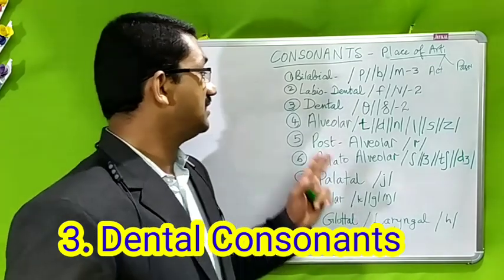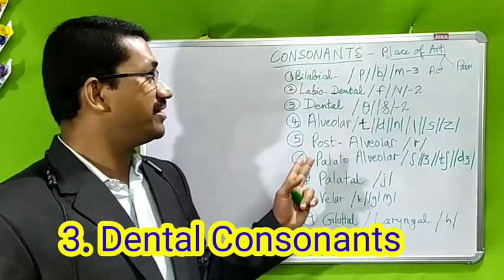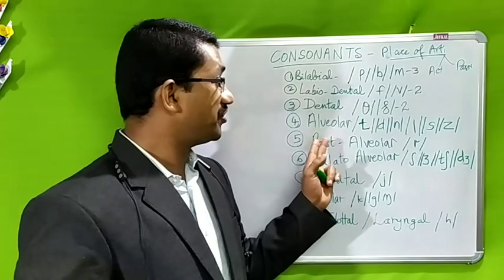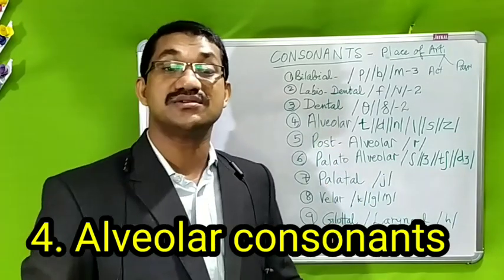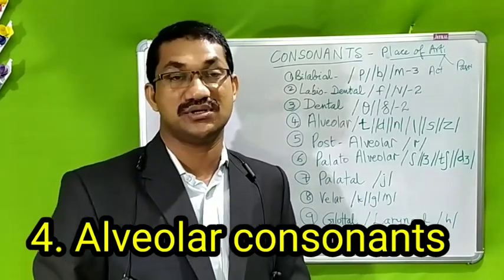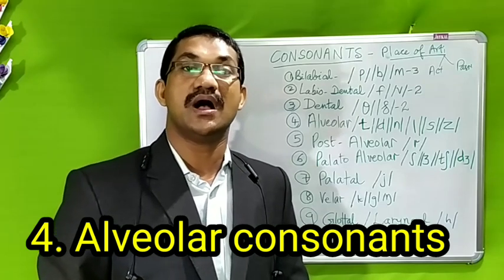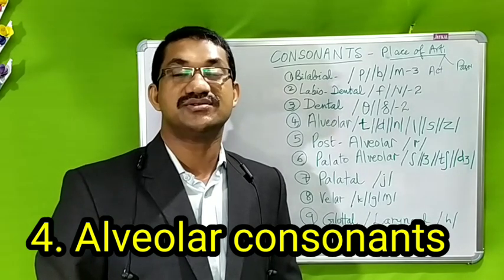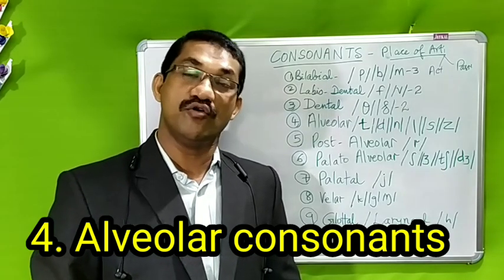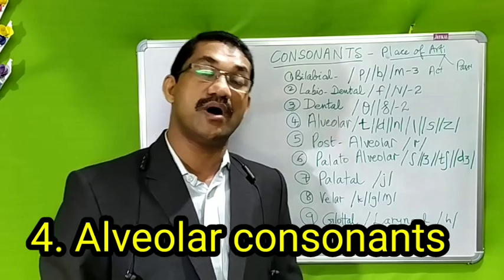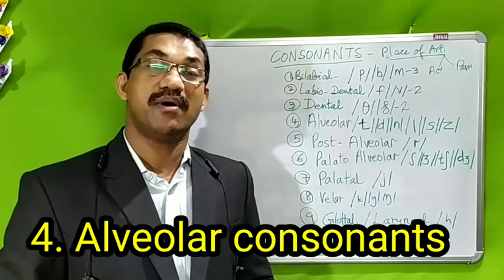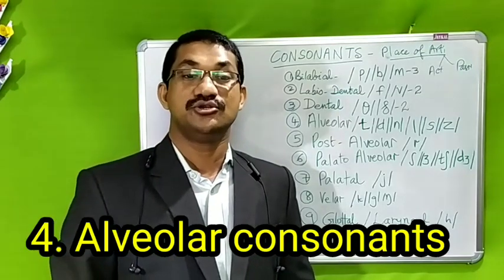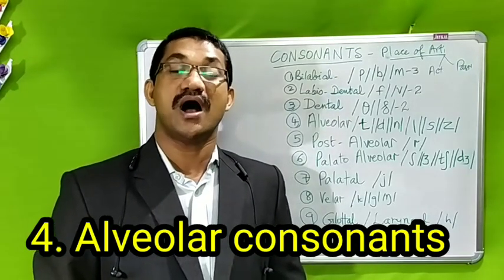Now we come to the fourth category based on the place of articulation, and the fourth category is alveolar sounds. And we know what alveolum is. Alveolum is the teeth ridge. It is the hard palate, the roof of the mouth, or part of the roof of the mouth. It is in fact the upper part of the roof of the mouth where the teeth are fixed. That is the teeth ridge or alveolar ridge or alveolum.